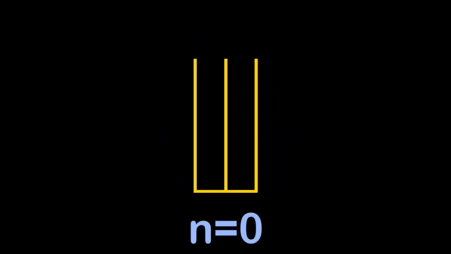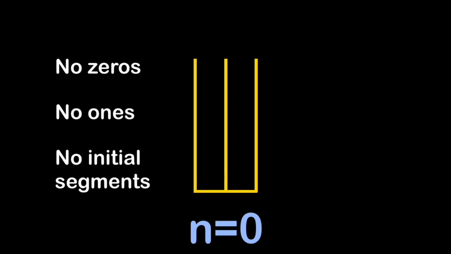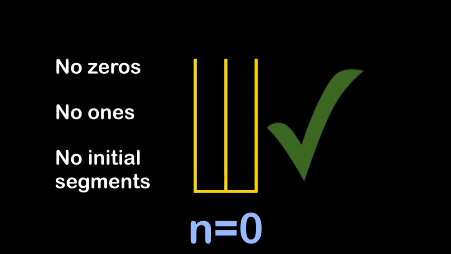Starting with n equals 0, we have only one string. It's the string with length 0. There is nothing in the string. No zeros, no ones, no initial segments, and most importantly, it obeys all the rules. So if n equals 0, there's only one string, and that is the empty string.